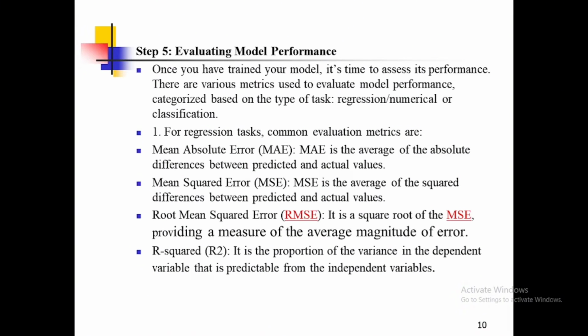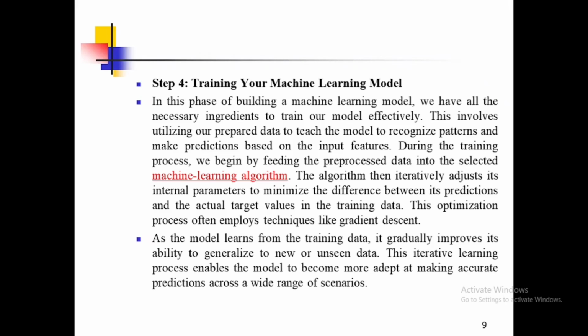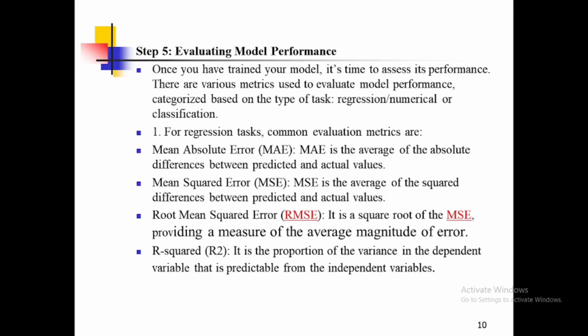And then the fifth step, once the model is built. First, we are taking the exact data. At the second step, we are doing the pre-processing. At the third step, after pre-processing, we are choosing the right machine learning model. At the fourth step, we are training the machine learning model. And then at the fifth step, we need to evaluate the model performance.